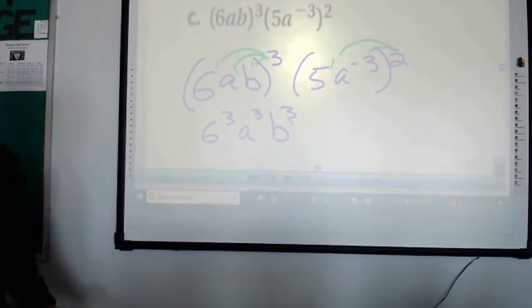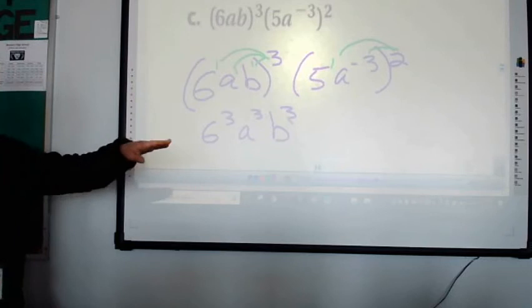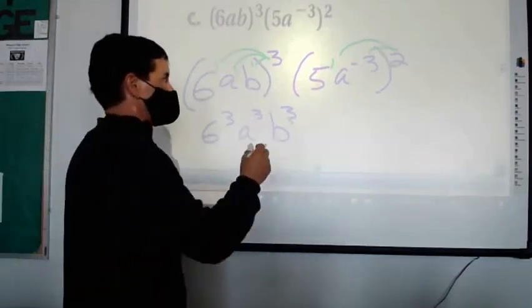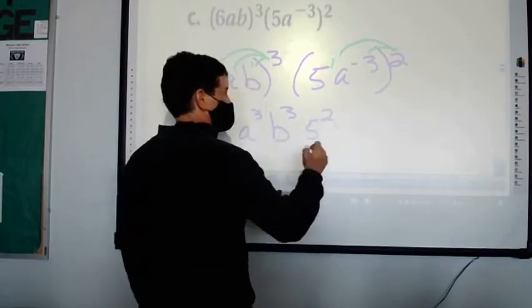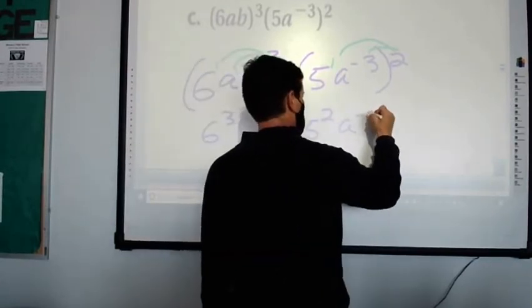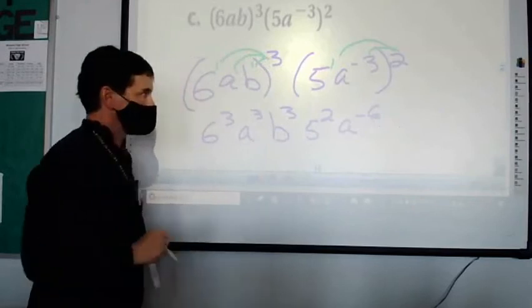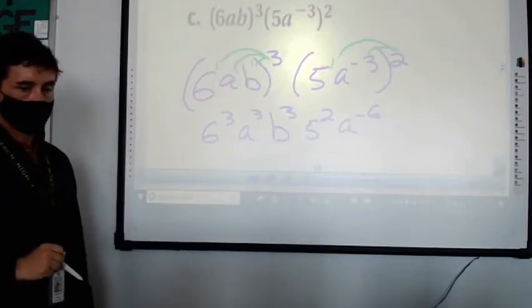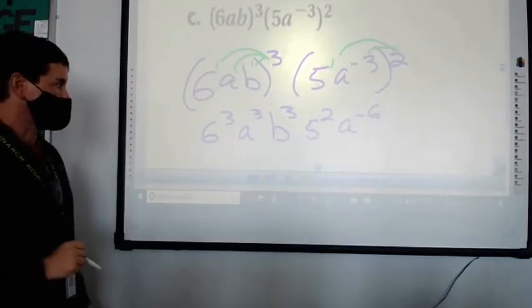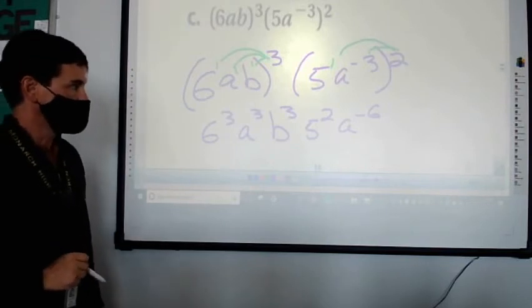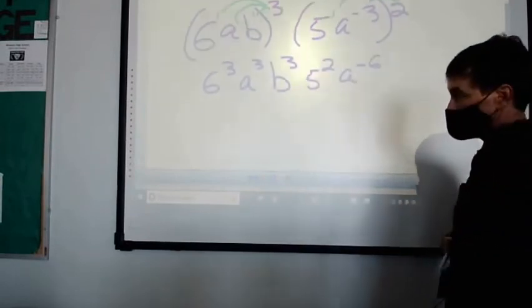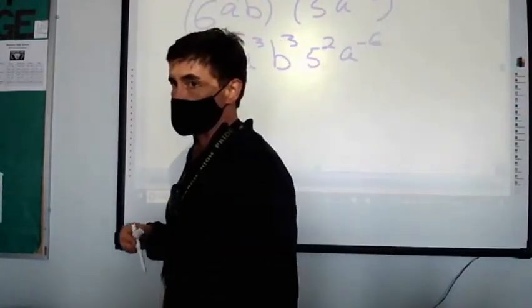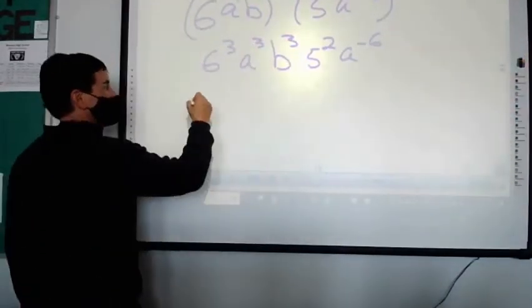So I just dealt with that first parenthesis, now we'll deal with the second one. And I'm just kind of writing them in a row. So 5 squared, and then a to the negative 6th power. So multiplying those exponents when it's right outside of the parenthesis. So 6 to the 3rd power, 6 times 6 is 36, 36 times 6 is 216.